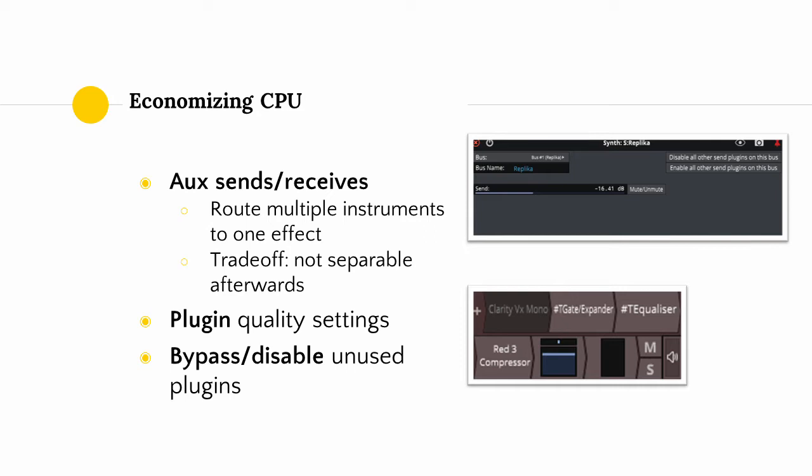Some plugins, such as VitalSynth, offer quality settings that you can alter to give you more CPU back at the expense of audio quality. In some DAWs, you can bypass or disable plugins that you aren't using in order to stop them from consuming your processing power. Keep in mind that not all DAWs prevent bypassed plugins from consuming CPU.